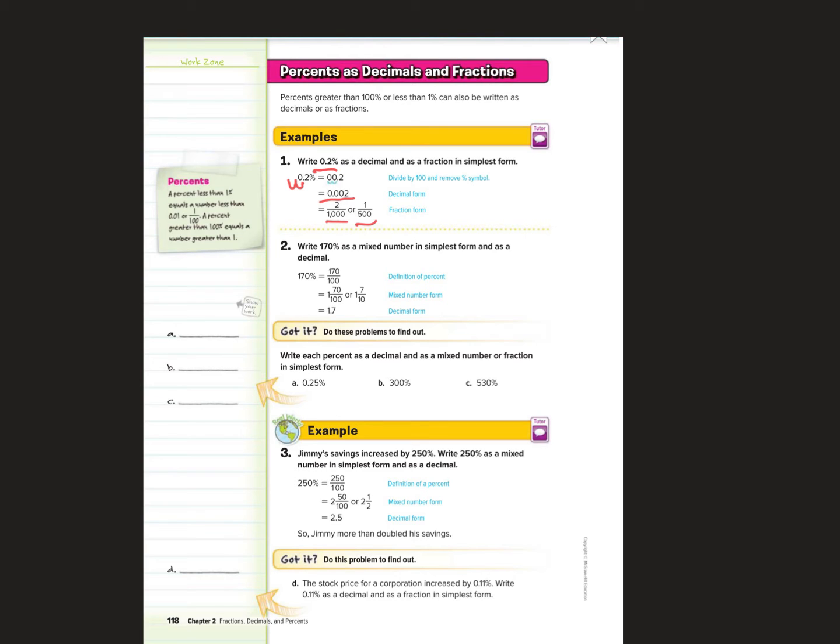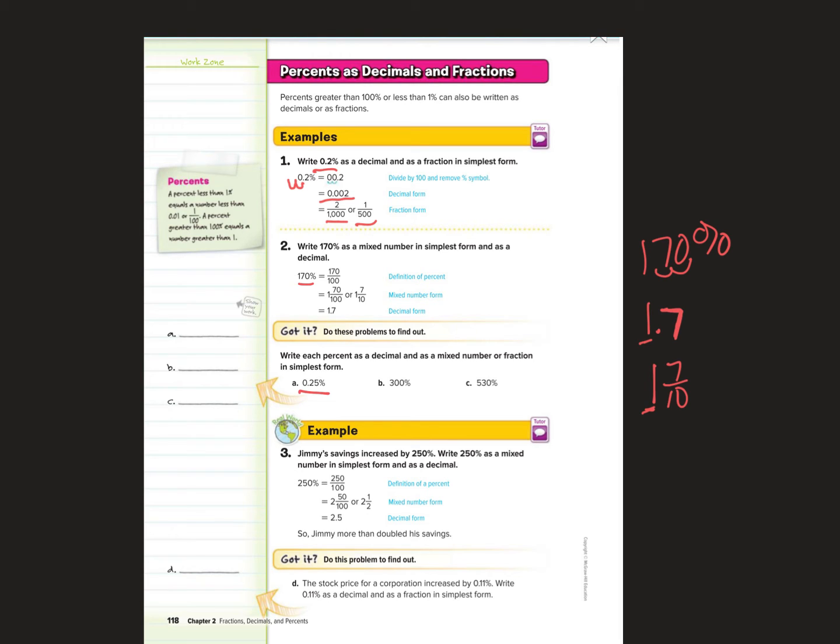Simplest form. The same way, if I have 170%, and I need to turn that into a decimal, 1, 2, it would be 1.7 as a decimal form, or 1 7/10 in fraction form. Okay? So we would just have a whole number if we're writing it in fraction form, and in decimal form, if it's over 100%.